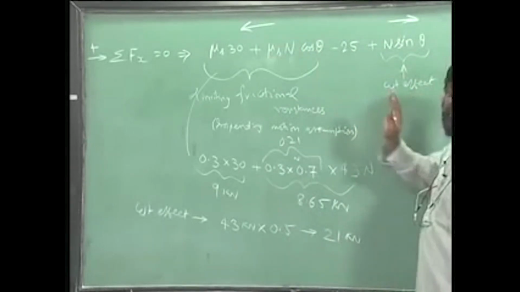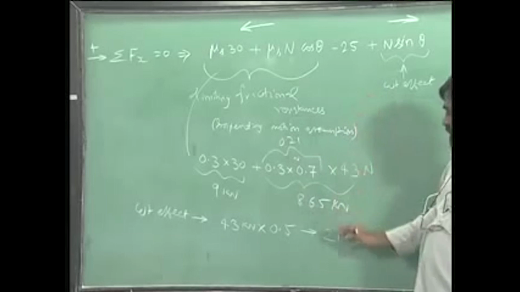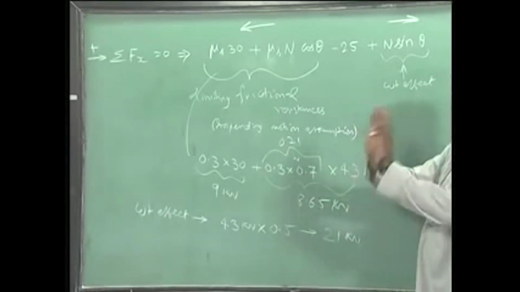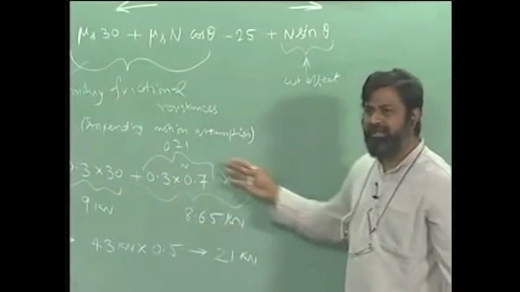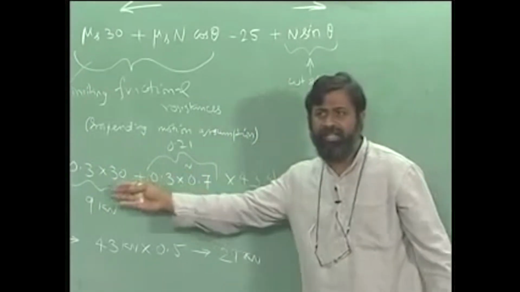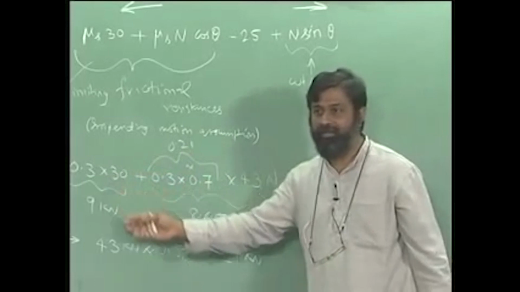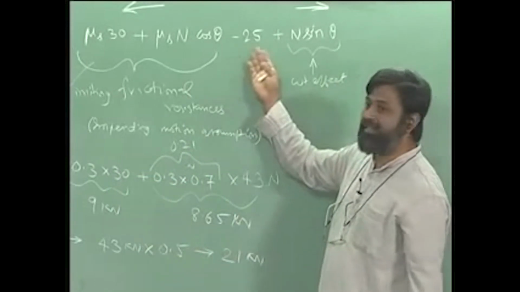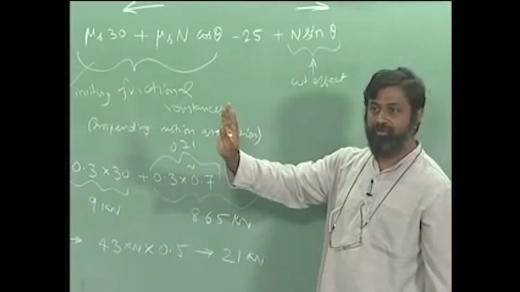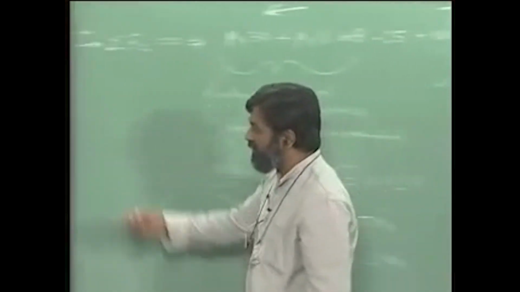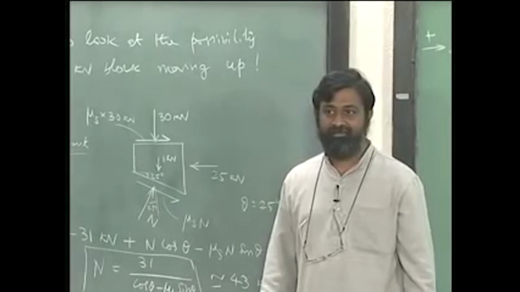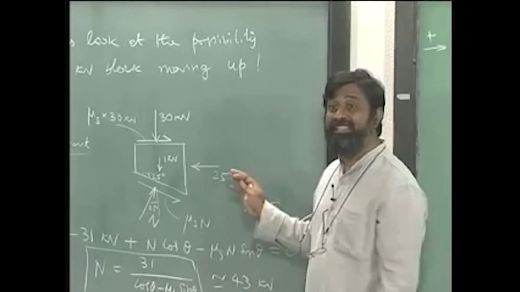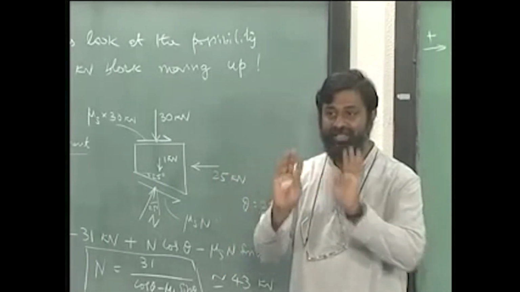This guy needs 21 kilonewtons approximately to keep it in place. Do I get that 21 kilonewtons from here? Roughly, 18 kilonewtons is what I am getting from here. The remaining I can supply through the 25 kilonewton force because it is opposing the motion towards the right hand direction. So 25 is more than enough for me to keep it in place.